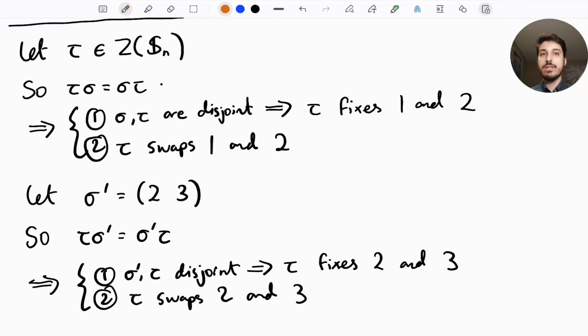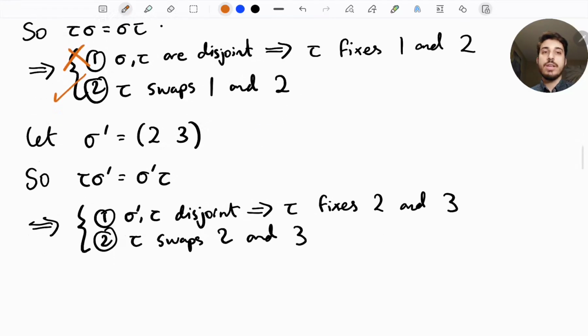We know for a fact that either one of these is true and that either one of these is true. Let us assume that tau swaps 1 and 2 together. So let us assume this is true and this is not true. What do we get? In the other case, since tau swaps 1 and 2 together, we know that tau does not swap 2 and 3 because 2 is already swapped to 1. So this is not true. But this means this has to be true.